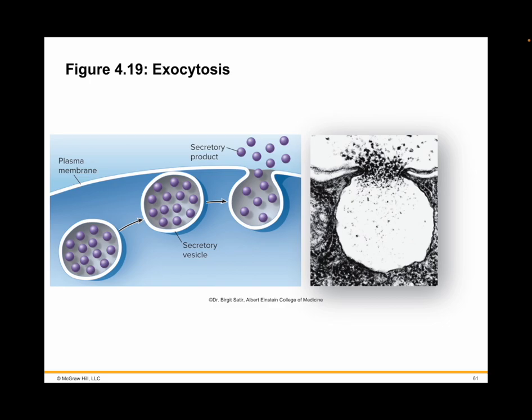Next up is exocytosis. This is the reverse of endocytosis. Exocytosis is the discharge of material from vesicles at the cell surface. So this is released from the cell. As you can see in the figure there, figure 4.19, the cell is releasing, by way of that secretory vesicle, the secretory product.